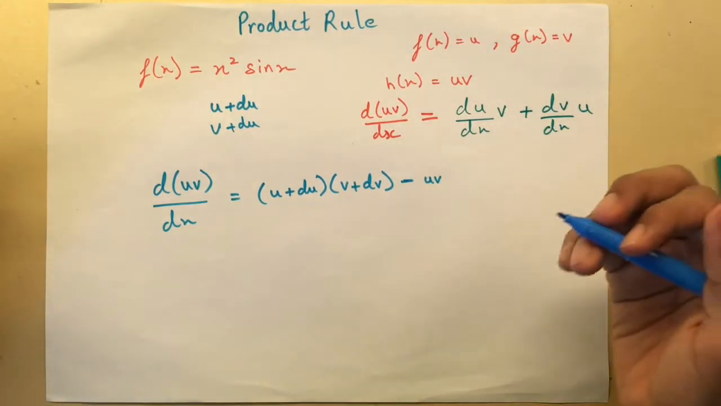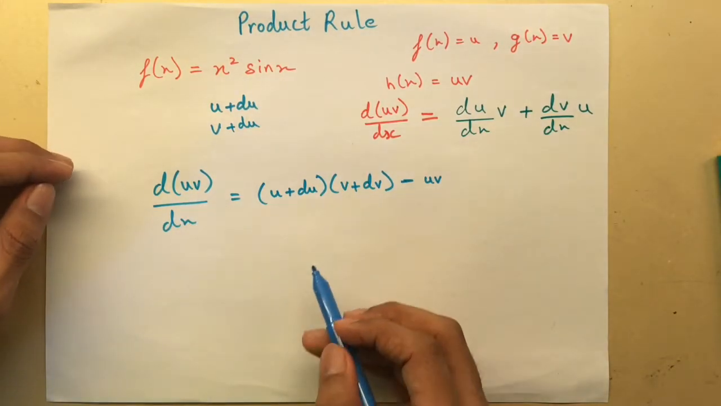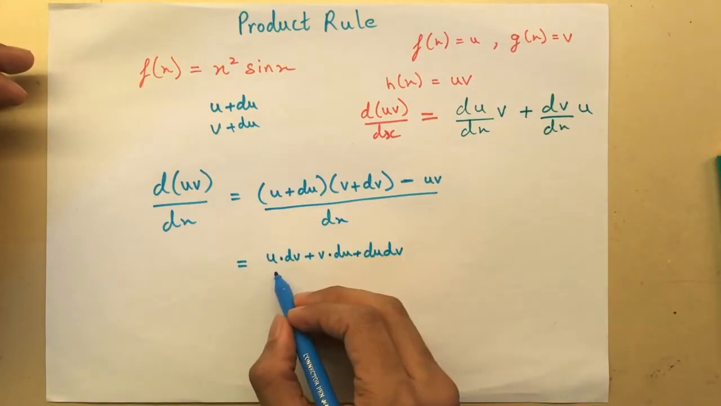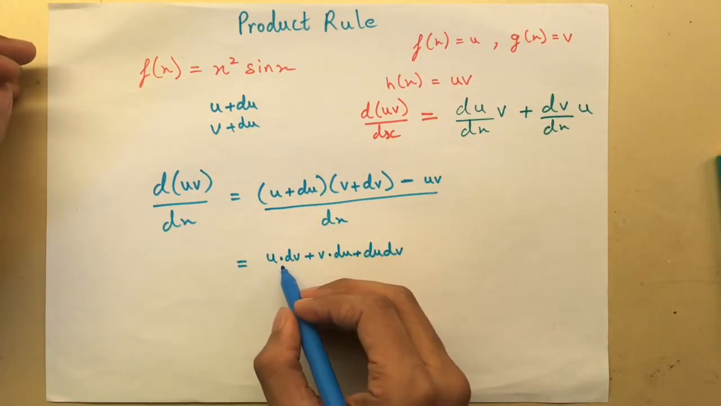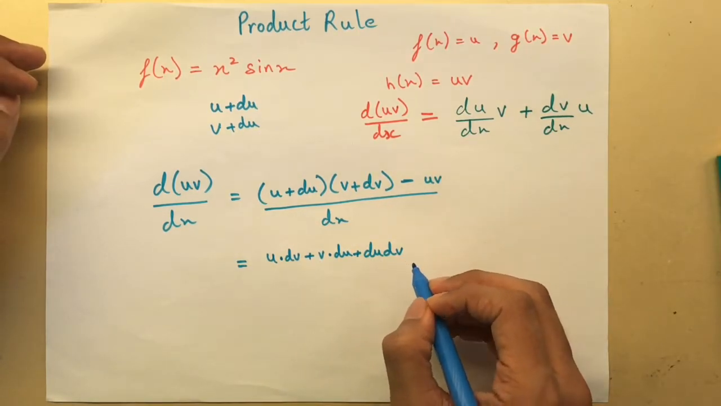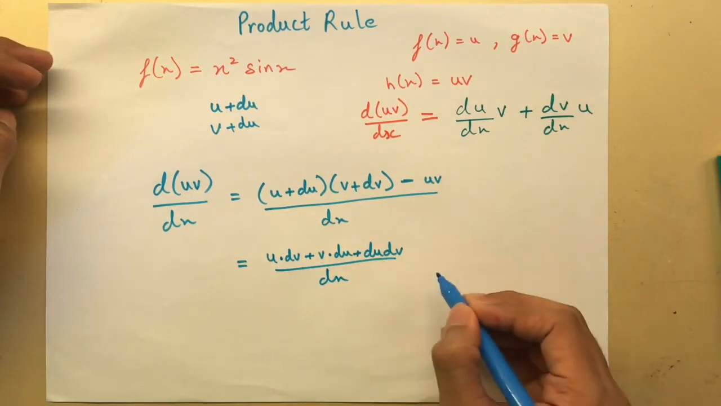So what we end up with should be a small nudge in uv, and that would obviously be divided by dx. If we open this function out, we would get something like u times dv plus v times du plus du times dv, the whole thing upon the small nudge in x.